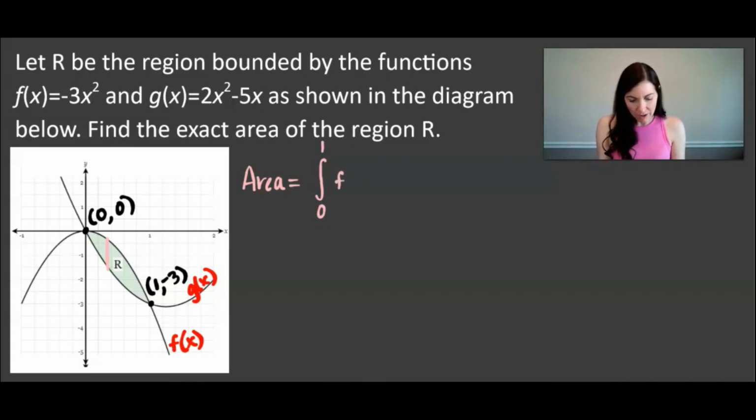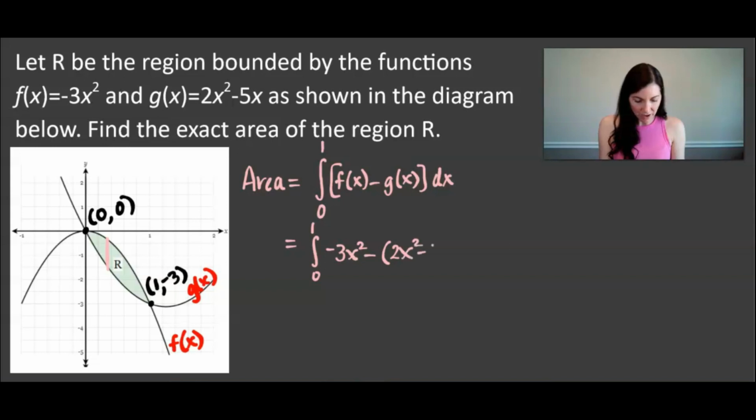So just to start, let me go ahead and write out that we are taking f of x minus g of x, or top minus bottom, and then we need to have our little dx to represent the width of that rectangle. So we really have height times width, or if you think about base times height, which would be the area of a single rectangle, and the integral symbol means we're going to sum up an infinite amount of those rectangles. Let's go ahead and plug in our functions of f of x, which is negative 3x squared, and our function g of x, which is 2x squared minus 5x.